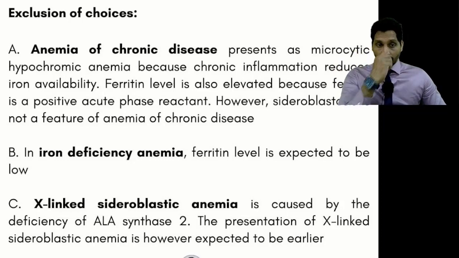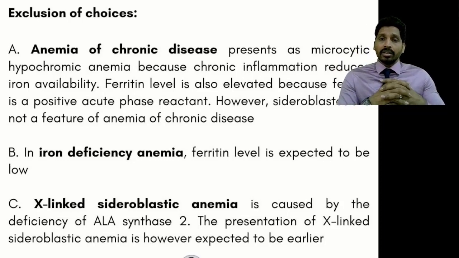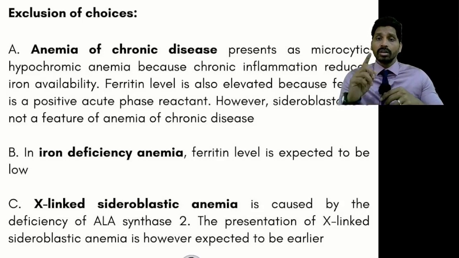Next choice, iron deficiency anemia. Here iron itself is not available, that's why anemia. Then how come ferritin level will be elevated? Ferritin levels will be low in case of iron deficiency anemia, but here we got elevated ferritin levels. So option B also is supposed to be excluded, right?